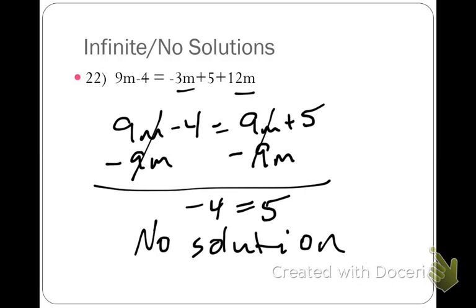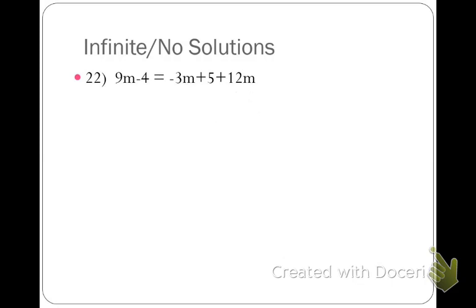So the difference between this guy and the last guy: the last guy, I could put any value in for m that I wanted to, and it was always going to be a true equation. I was always going to get a solution. Here, we can't. Okay? So a little bit of a difference there.